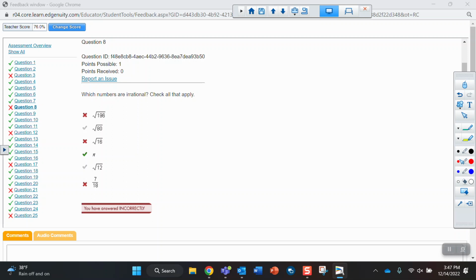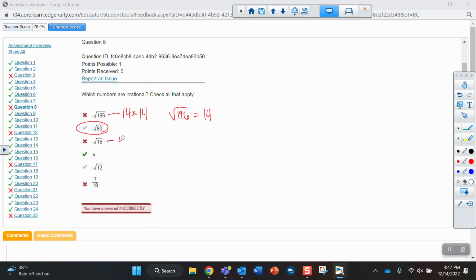You're looking for non-perfect squares. You might have had this one a little bit backwards maybe, although you did select pi. Pi is probably the most common irrational number. But 196 is 14 times 14, the square root of 196. So the square root of 196 equals 14. That makes it rational. 80 is not a perfect square, so that one should have been selected.